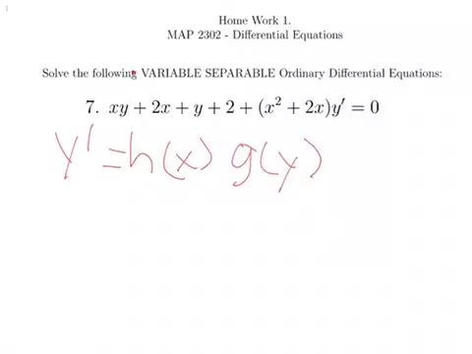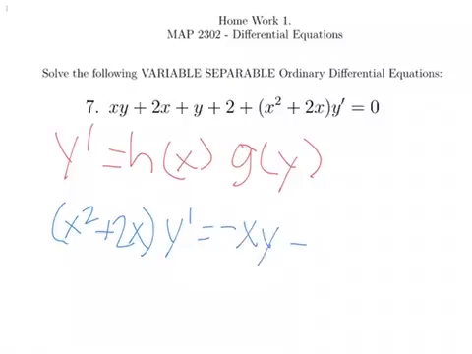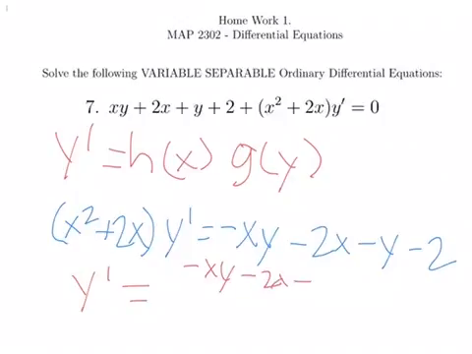And to do this, the first step is taking these numbers and variables here and subtracting them to the other side. So when you do that, that gives you x squared plus 2x times y prime equals negative x times y minus 2x minus y minus 2. And then following algebra, the next step after that, you have y prime, divide both sides by x squared plus 2x, and you're left with negative xy minus 2x minus y minus 2 all over x squared plus 2x.